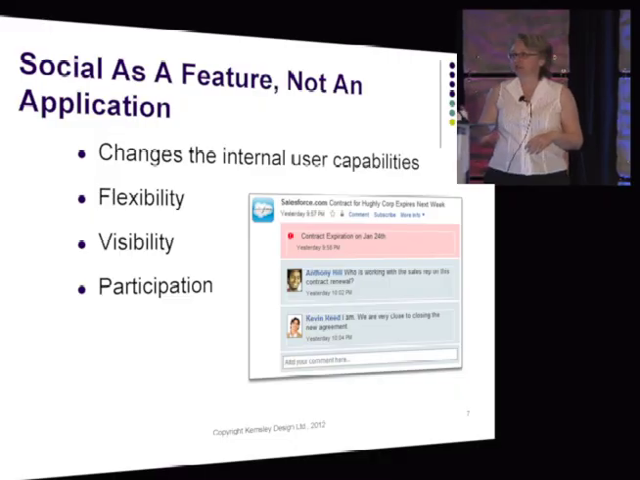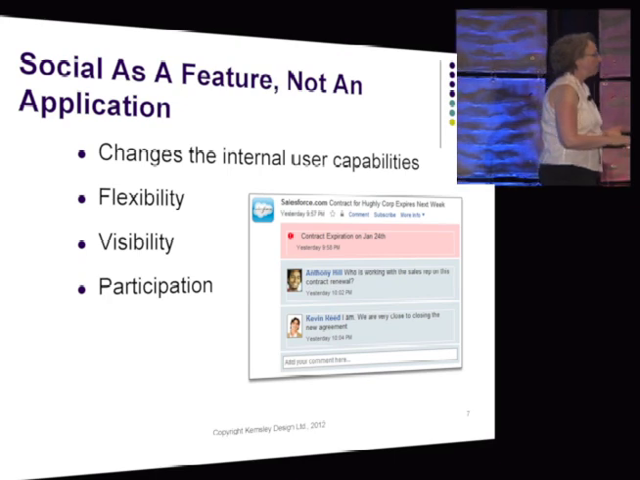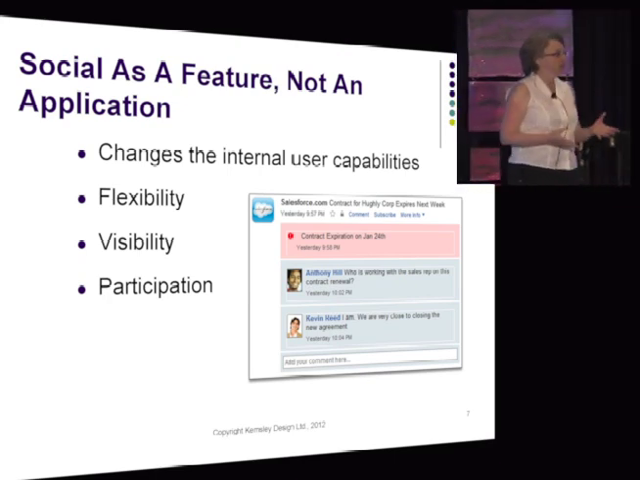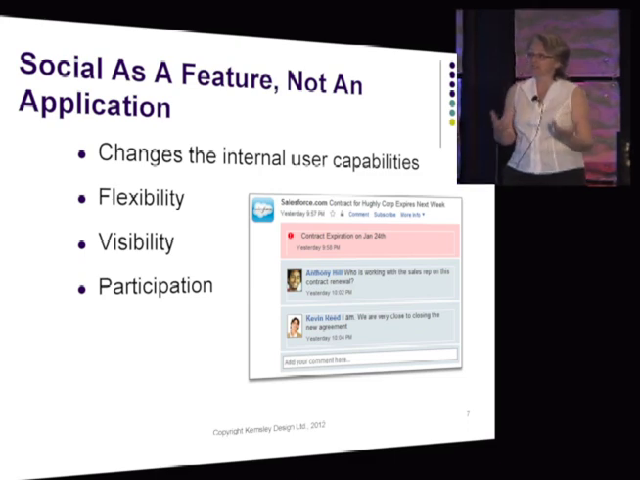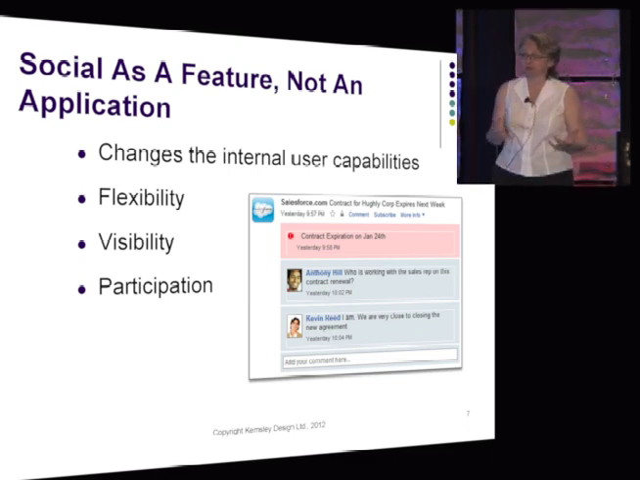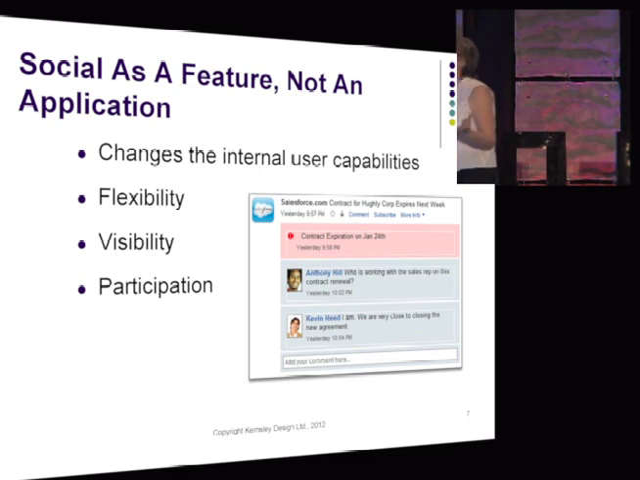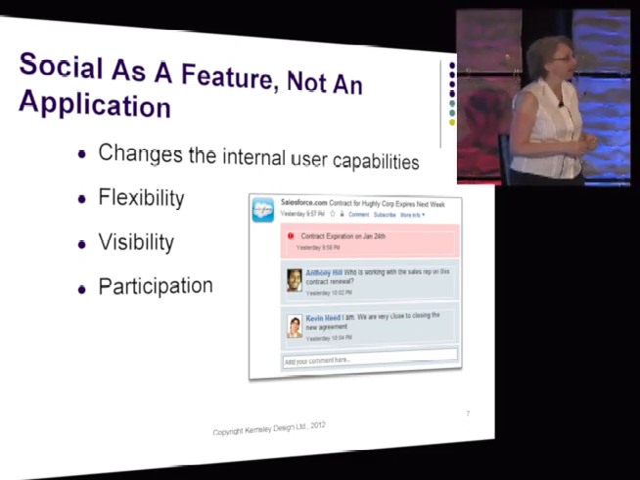We do really need to look at social as a feature and not as an application. When Enterprise 2.0 stuff first started coming out, the social enterprise software about 5 or 6 years ago, there were, and there still are, social software suites that you would install in your organization to do collaboration that were separate from your enterprise applications. So they weren't part of your BPMS, they weren't part of your ERP, they were a separate environment.